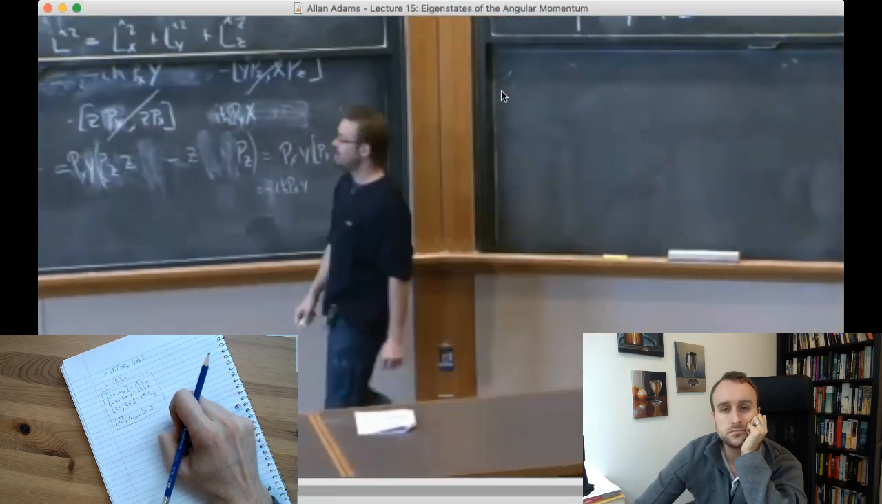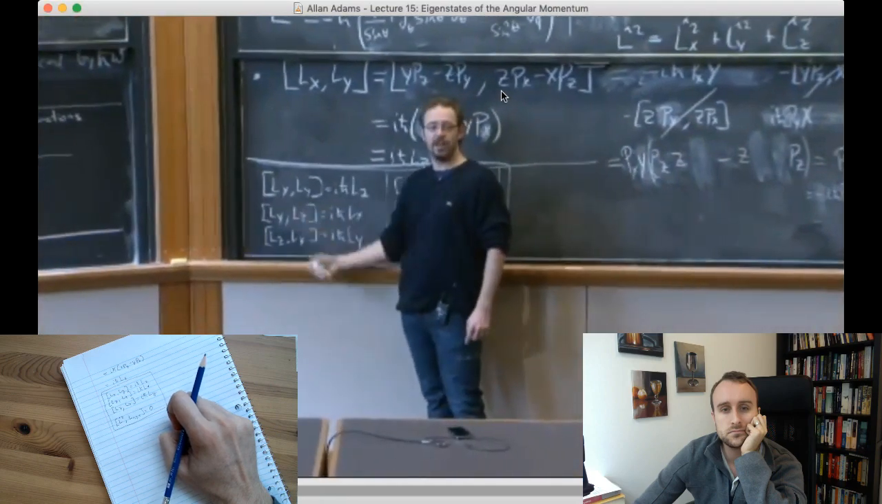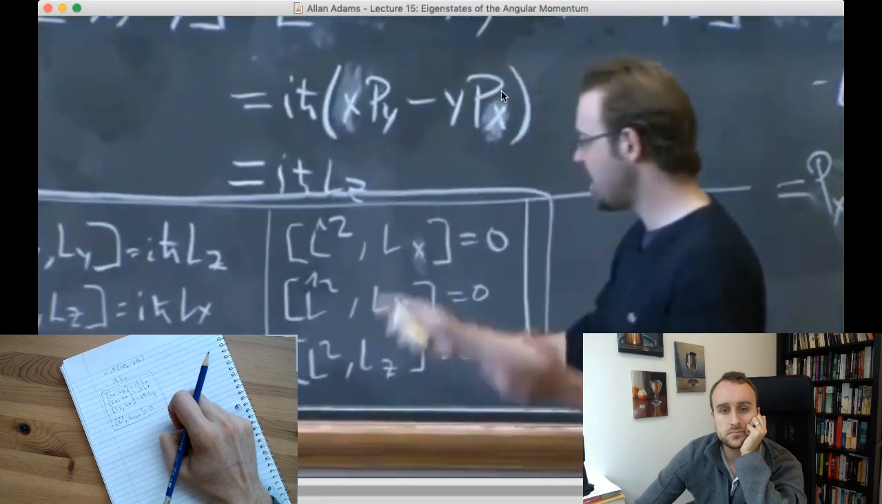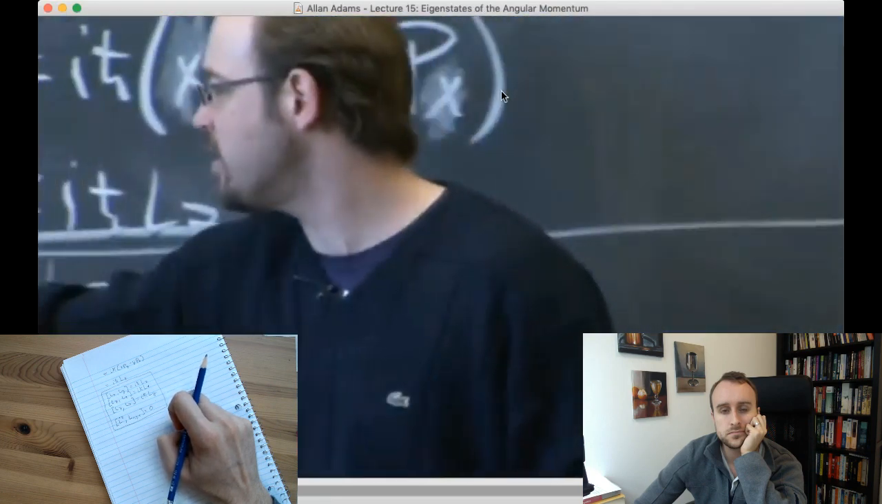Anyone? So, can you find simultaneous eigenfunctions of Lx and Ly? No. Not so much. They don't commute to 0. What about Ly and Lz? Nope. Lz, Lx? Nope. So you cannot find simultaneous eigenfunctions of Lx and Ly.